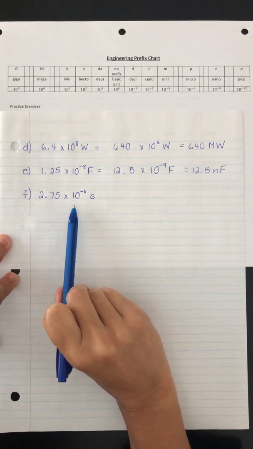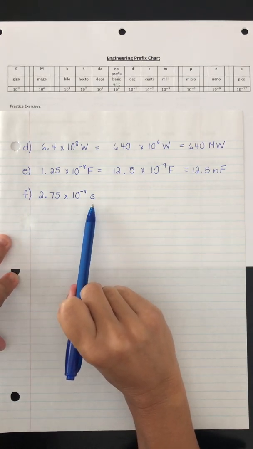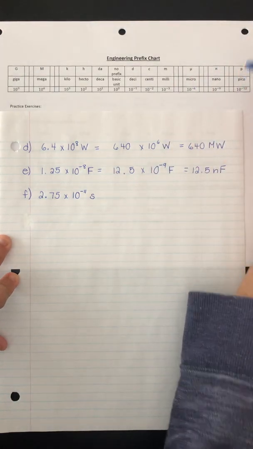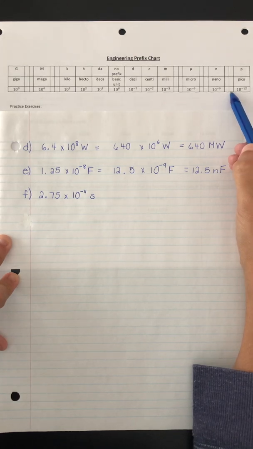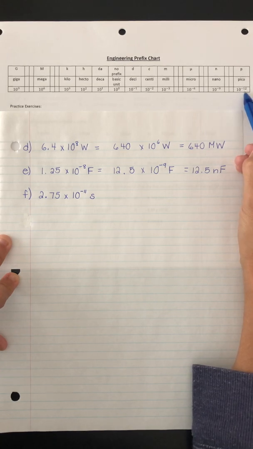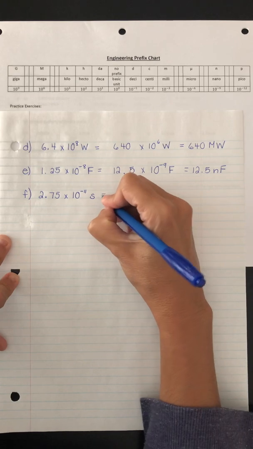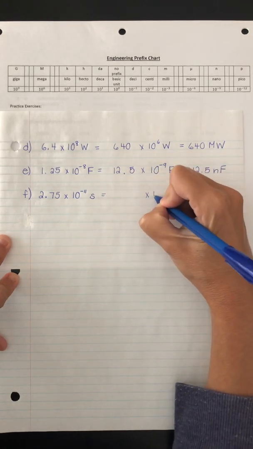2.75 times 10 to the negative 11 seconds. Negative 11 would be right here in the chart. The closest prefixes are nano and pico. From negative 11, though, the smaller number is negative 12. So that is the one we select here.